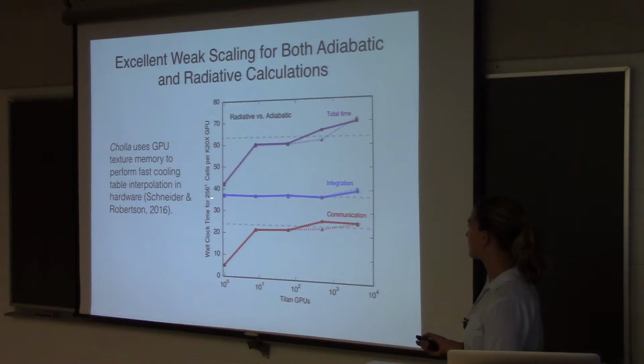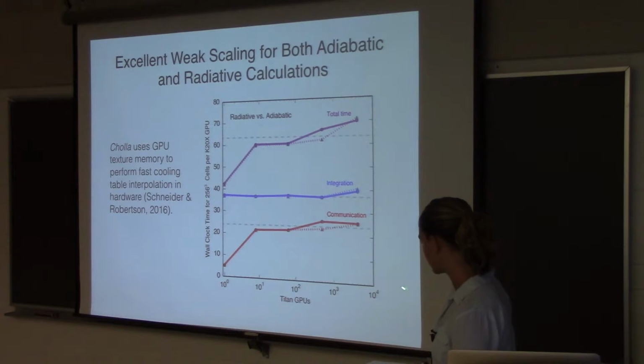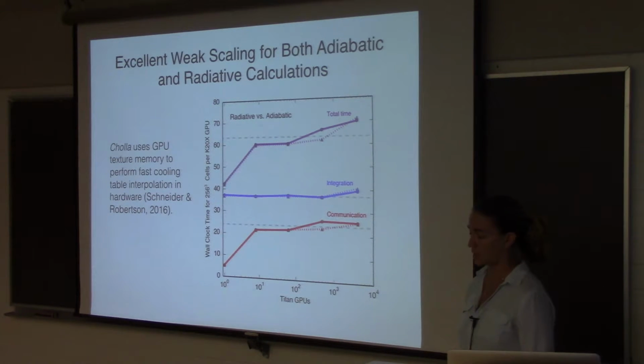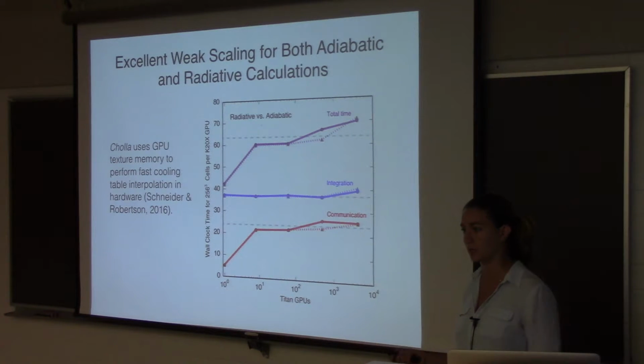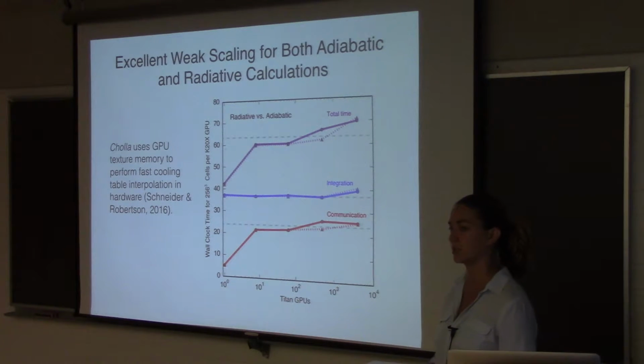And that means that, here I'm showing lines, the dashed line in this case is the radiative calculation, and the solid line is the adiabatic calculation. Again, this is a weak scaling test, but the point is that it actually takes the exact same amount of time now for us to do a radiative calculation as adiabatic.